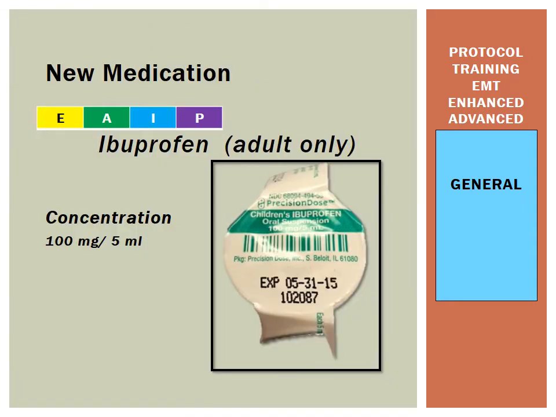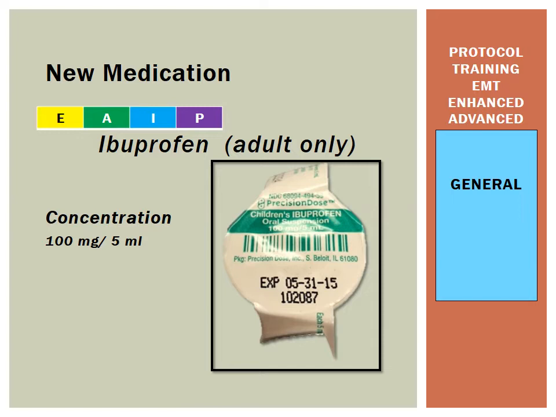Okay, so let's take a look at the first of these two medications, and it is ibuprofen or Motrin. And for our EMTs, this can be administered to adults only. Let's talk a little bit about what ibuprofen is. It is a nonsteroidal anti-inflammatory drug, or an NSAID, and it has antipyretic qualities, or it can break a fever. Many of us know it as an analgesic or an anti-inflammatory, and many of us with children also know it as a great antipyretic.